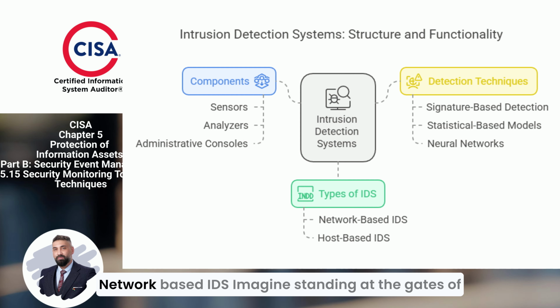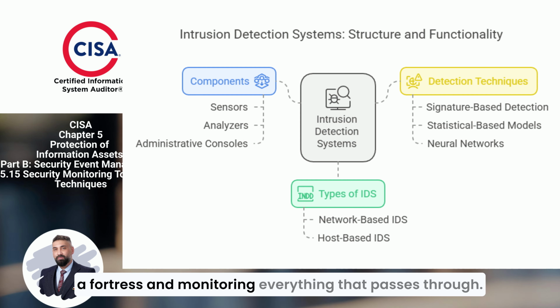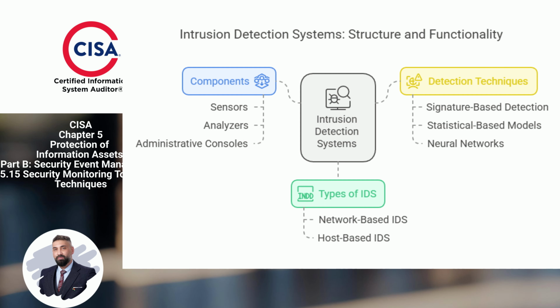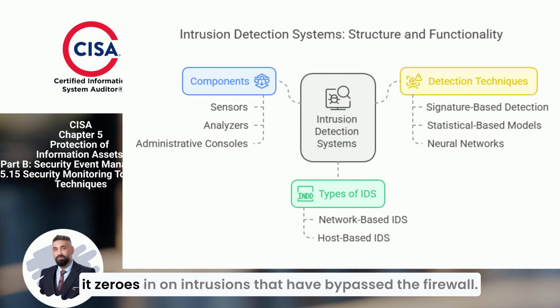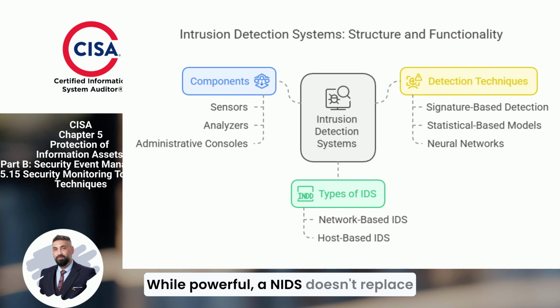1. Network-based IDS, NIDS. Imagine standing at the gates of a fortress and monitoring everything that passes through. That's exactly what a network-based IDS does. It keeps an eye on the traffic zipping through the organization's network. If it's placed strategically between the internet and the firewall, it detects even the attempts that never make it past the firewall's defenses. On the other hand, if located on the inner side, it zeroes in on intrusions that have bypassed the firewall. While powerful, a NIDS doesn't replace a firewall, it enhances it.